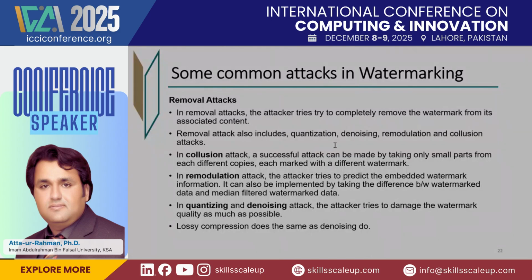In terms of removal attacks, the attacker tries to completely or partially remove the watermark from its associated content. It also includes quantization, denoising, remodulation, and collusion attacks. In a collusion attack, for instance, a successful attack can be made by taking only a small part from each copy, each marked with a different watermark. In a remodulation attack, the attacker tries to predict the embedded watermark information by employing some algorithm. It can also be implemented by taking the difference between the watermarked data and the median filtered watermarked data. For example, if the attacker knows both copies, he will be able to get this information.